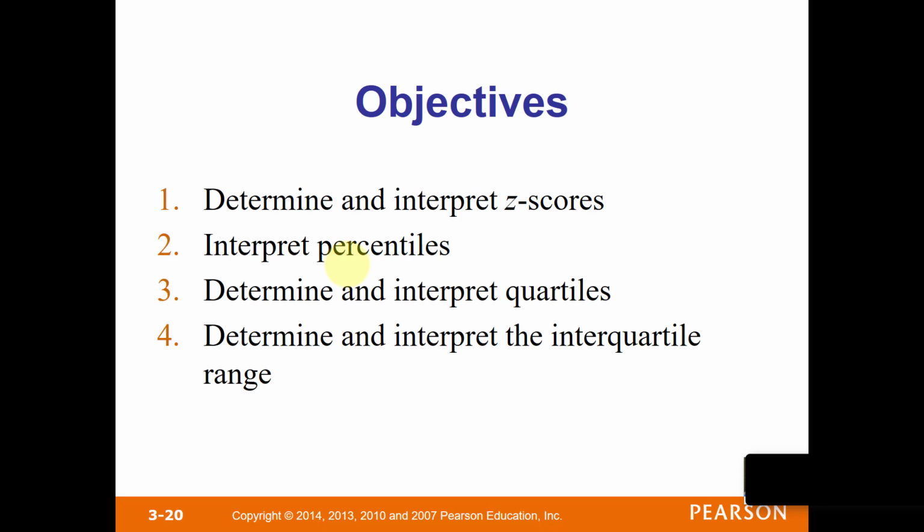We have 4 objectives, actually 5 objectives, excuse me. We want to talk about something called z-scores, which will be important. Percentiles, again, important. Quartiles, important. Interquartile range, important. Outliers, important. Sometimes some of these objectives have more importance than others, but in this particular section, 3.4, all 5 of these are important for our purposes and for the future.